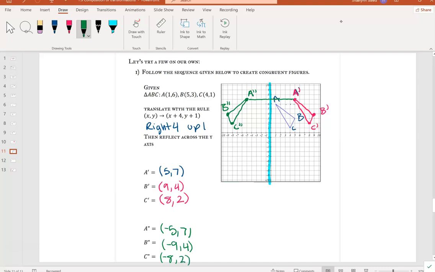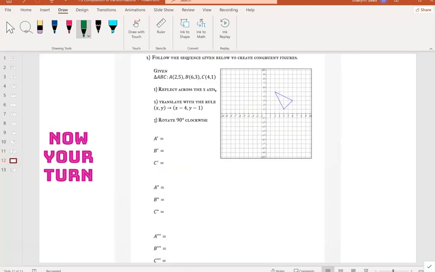All right, so you guys are going to do one just like this with a different set of rules. You're going to start with a reflection, then do a translation, then do a rotation. You guys have got this. You'll end up with 4 different triangles. So this will be your A, B, and C. You're going to do the first reflection to get a new triangle. Then from that triangle, you're going to get your translation. From that triangle, you're going to get your rotation. Best of luck, guys.